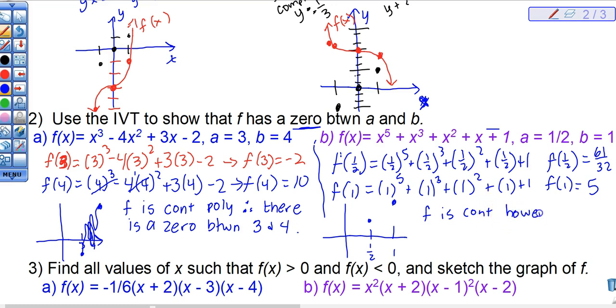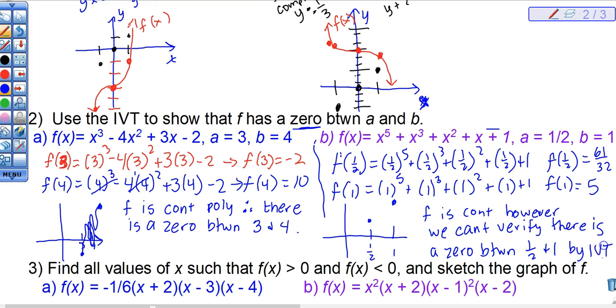However, we can't verify there is a 0 between 1/2 and 1 by IVT. IVT does not help us to do that. We'd get out a calculator or factor or something. Okay? One of those questions is on the test.